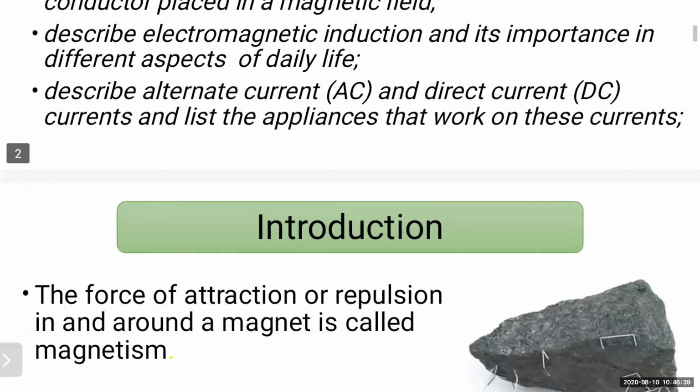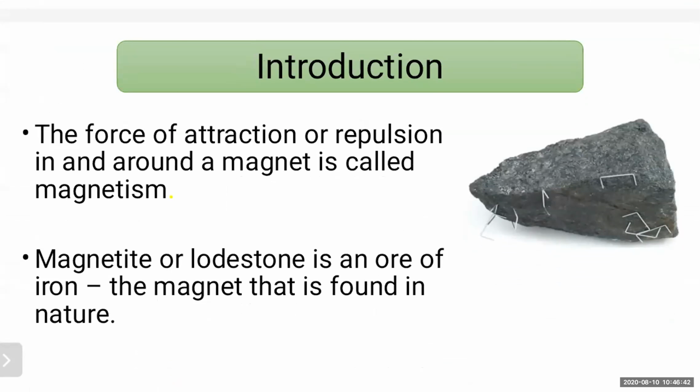Okay, so now let us start the introductory part of this topic. The force that we are all aware about, the magnet and magnetism. So the force of attraction or repulsion around a magnet is called magnetism. What does it mean? The force of attraction or repulsion around the magnet. Okay, so that is called magnetism.